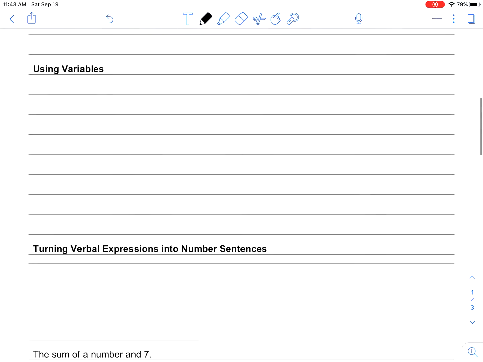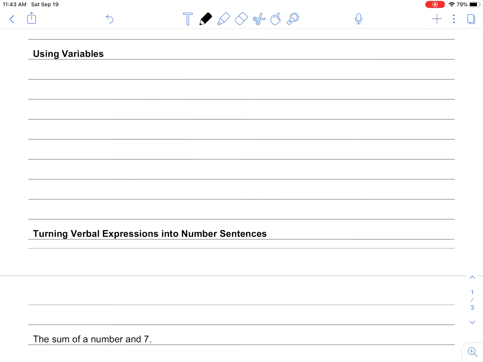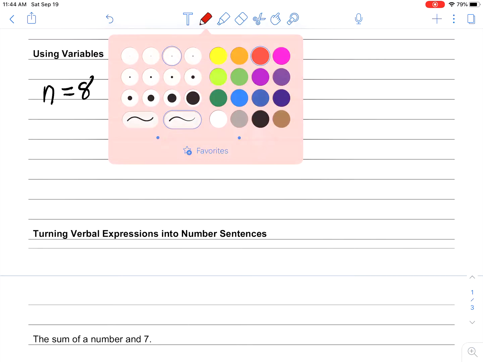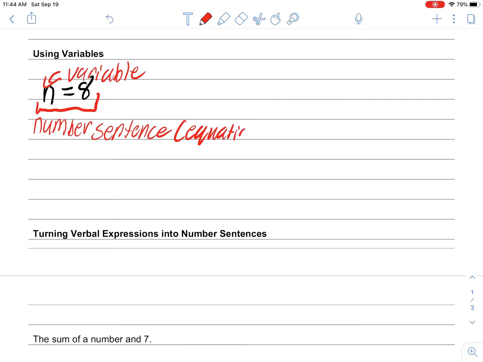Okay, so hopefully you're done writing all of that down. So we're going to come down to using variables. Okay, let's say that I gave you a variable and I said that the variable n equals 8. Okay, so in this case, the letter n is my variable and n equals 8. That is my number sentence. In this case, it's an equation because it has an equal sign.